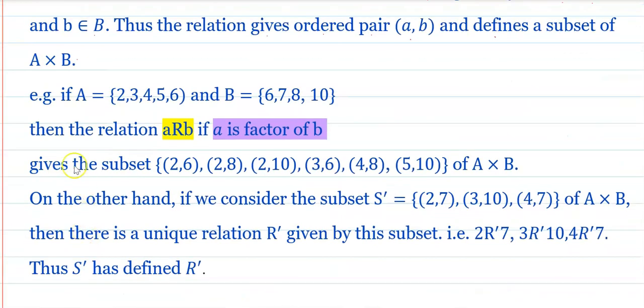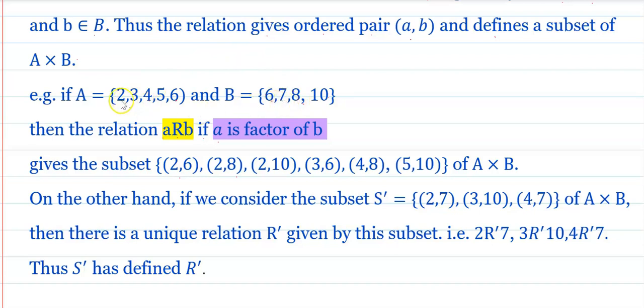For example, if A is {2, 3, 4, 5, 6} and B is {6, 7, 8, 10}, then the relation is: a is a factor of b. A must be a factor of B. Then we take an element from A and one from B. What is that? 2 is a factor of 6. Yes, we have here 2 is a factor of 8. Yes, I cannot take 2 and 7 because 2 is not a factor of 7.